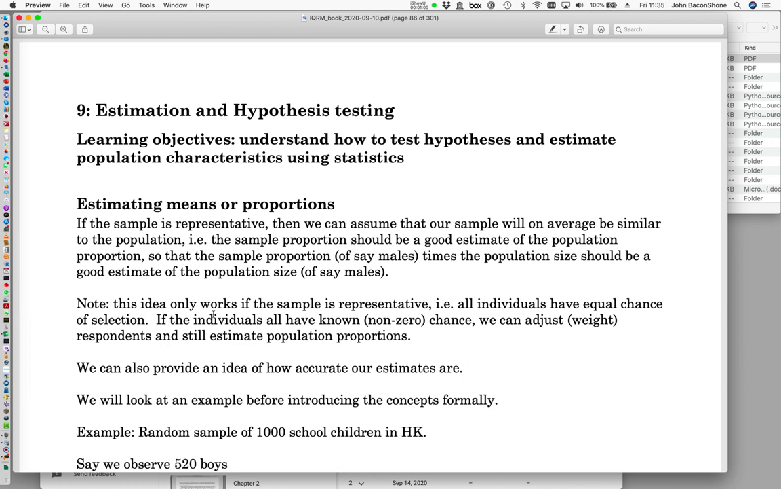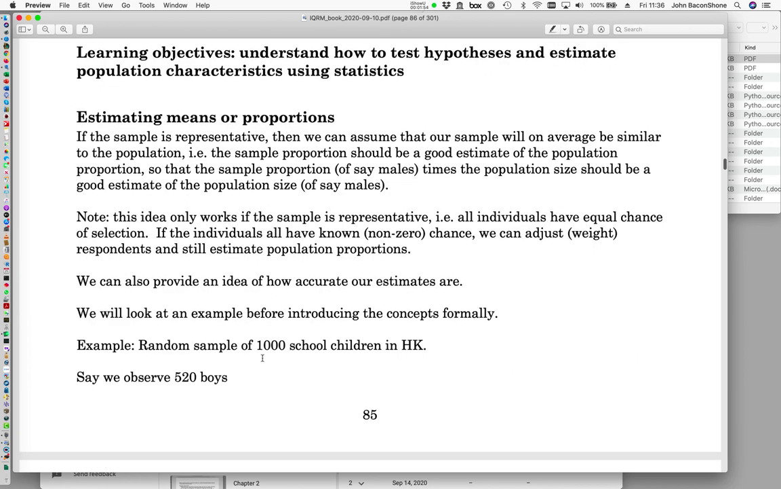So, for example, if all individuals have equal chance of selection and they all have... even if their chances are not equal, if individuals have non-zero chance, then we can still adjust the weighting of the respondents so that we can still have a good estimate. So in other words, we can account for non-equal chances of selection as long as we know what those non-equal chances are. We can also critically provide an idea of how accurate our estimates are. So in other words, it's not just are our estimates good on average, but do we know how good they are? So we're going to look at an example first before we go into these concepts formally.